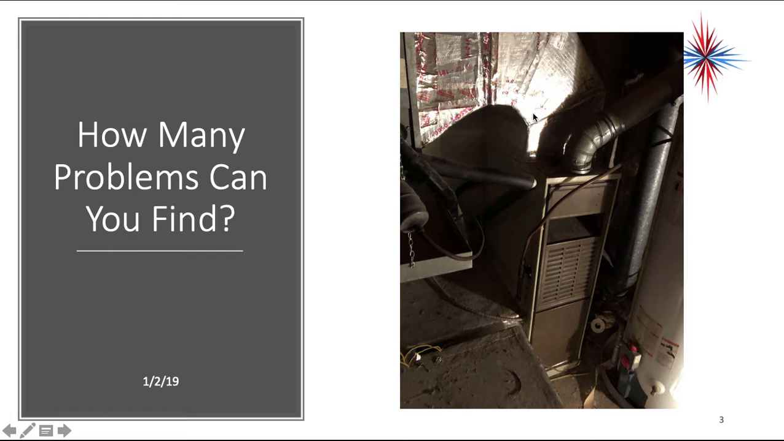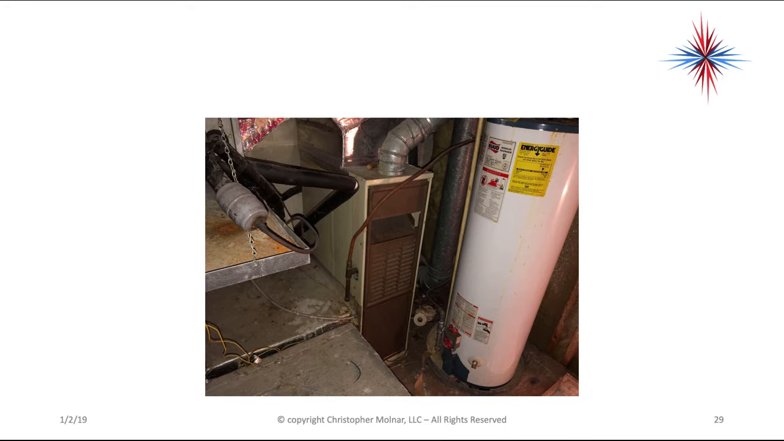Okay, so we have our supply duct coming out of the furnace. It's coming over here to a coil. We have our return duct down here. We have a natural draft water heater right here. Okay, so we have a few problems right there to start with. Okay, so how many problems can you spot in this picture?